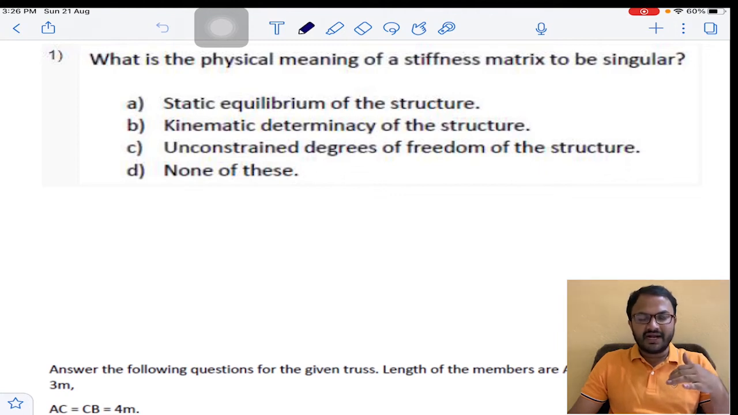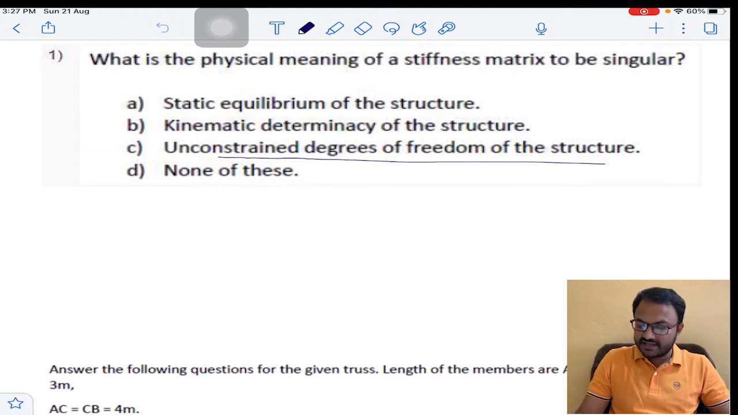When two rows of a matrix are equal, it means there are unconstrained degrees of freedom. There is no constraint of degrees of freedom in the given structure. So then the determinant of the matrix will become 0. So option C for question number 1.